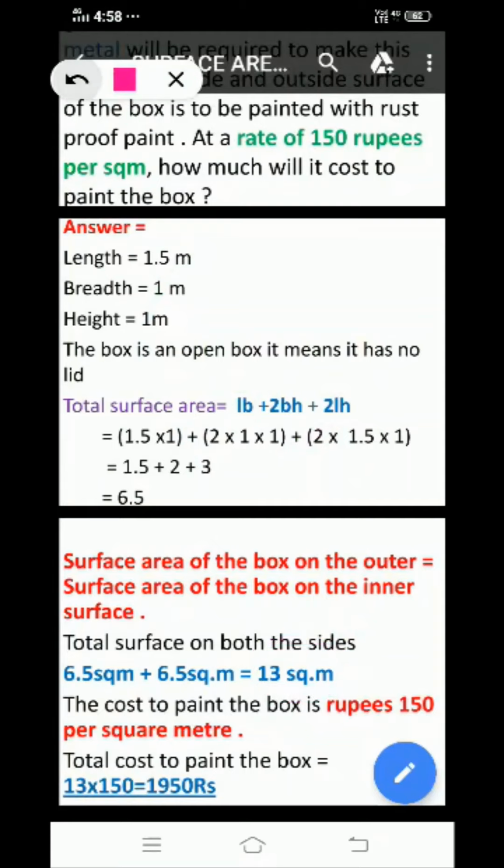Okay, understood this? Now the cost to paint the box is rupees 150 per square meter. For 1 square meter it is 150. You have to find out for 13 square meter, means you have to find the value from 1 to many. When finding the value from 1 to many, you have to do the multiplication, and 13 into 150 is equal to 1950 rupees. This will be the total cost to paint the box.